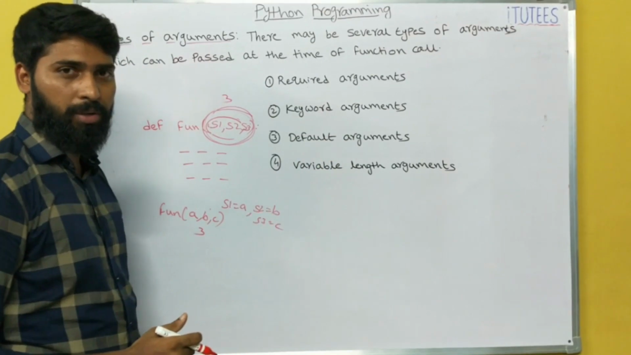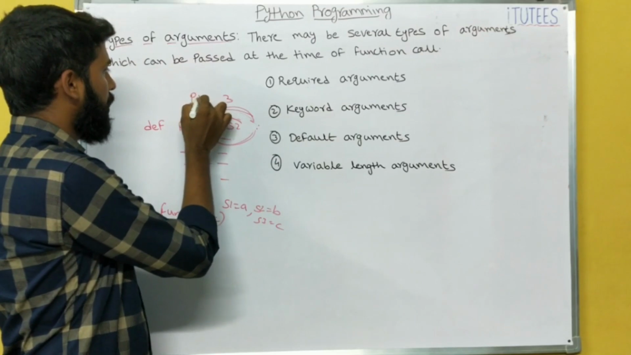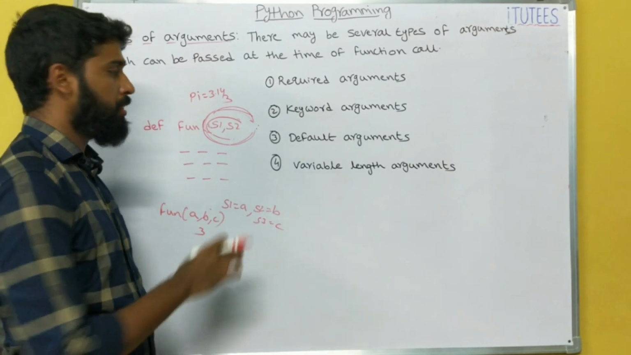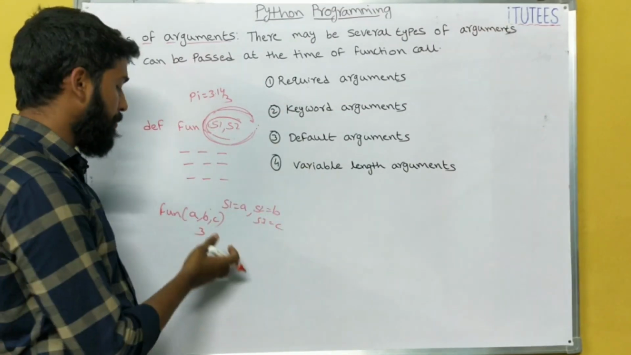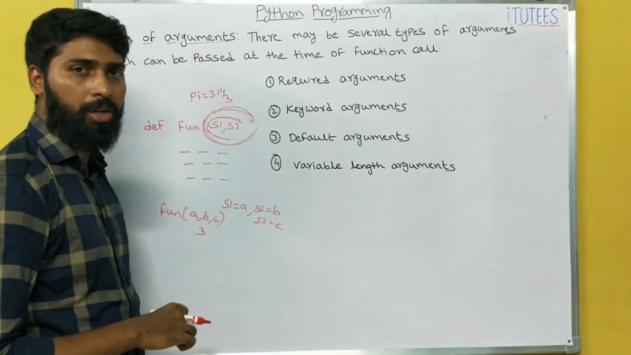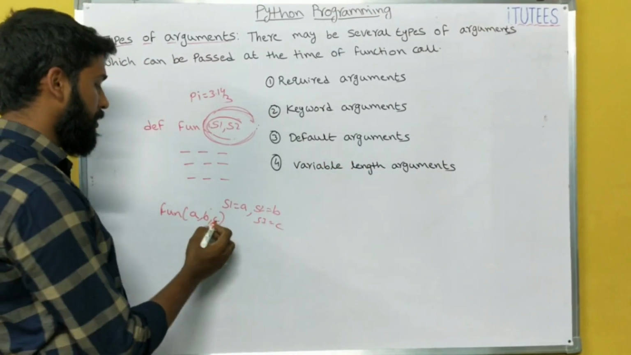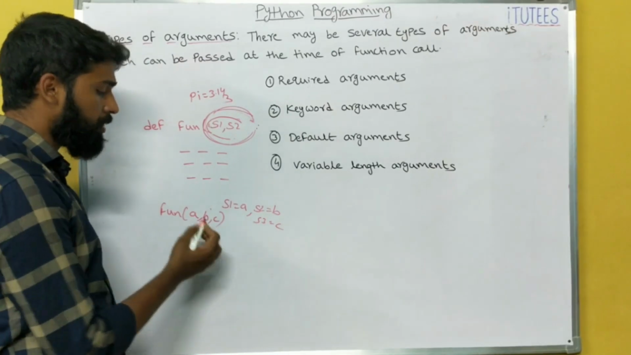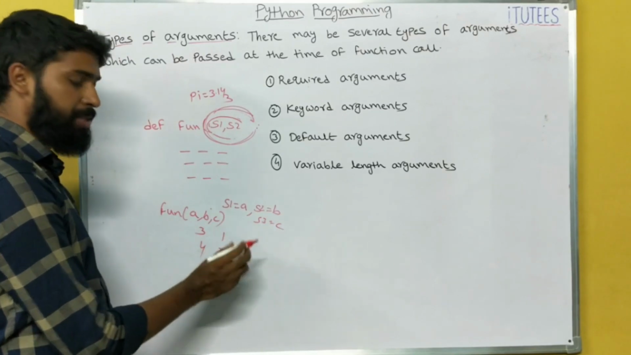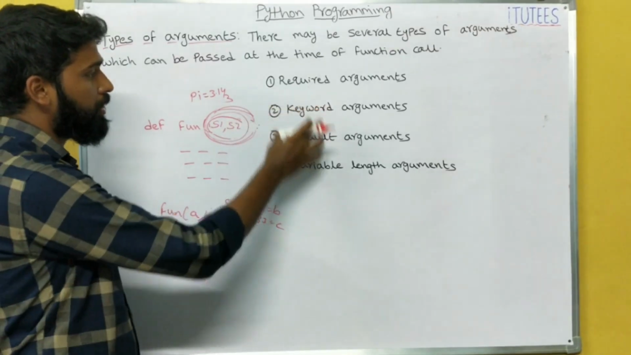Next, default arguments. Default arguments means, for example, I am giving the pi value. By default I am declaring pi equals 3.14. That is called a default argument. We don't pass the argument from the function call, so by default I am giving the value to the argument. Next, variable length arguments. Sometimes I am going to pass three arguments to this function, sometimes 4, sometimes 5, sometimes 1, sometimes 2. So here I can define variable length arguments. We can discuss all these.